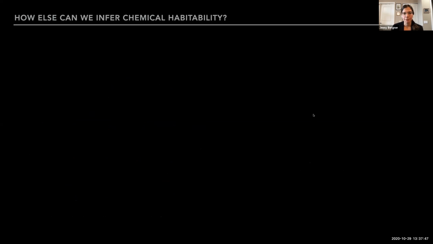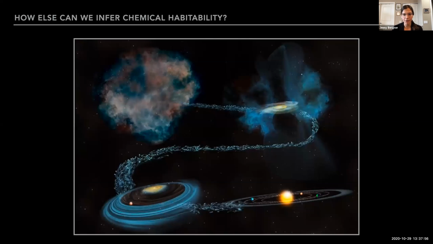So how else can we get at this question of chemical habitability if we can't characterize the inventories on these planets directly? Instead, we can study the compositions of the progenitors and try to understand what the chemical initial conditions are for planet formation. And by doing this, learn something about the inventory of these biogenic elements in other planetary systems.